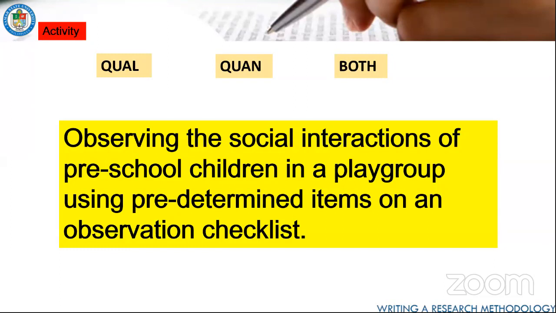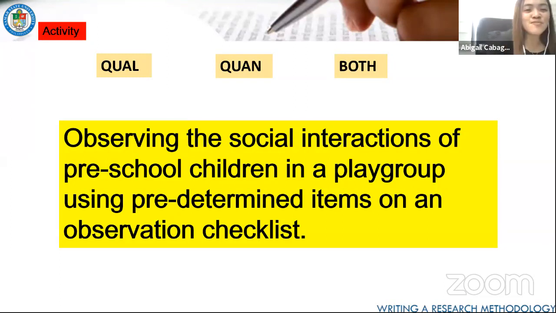Two quantitative, sorry. Okay, so observing the social interactions of preschool children in a playground using predetermined items and an observation checklist is qualitative data. Yes, that's correct, Sir Ariel and Ma'am Chudara from EBSU. Yes, it is qualitative. Why? Because you observe the social interactions. So there is an observation. Okay. Next.